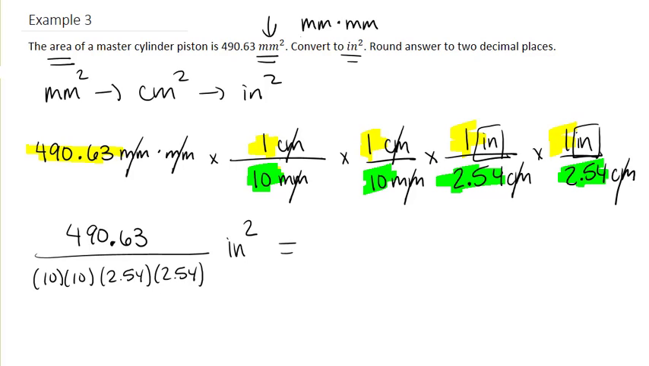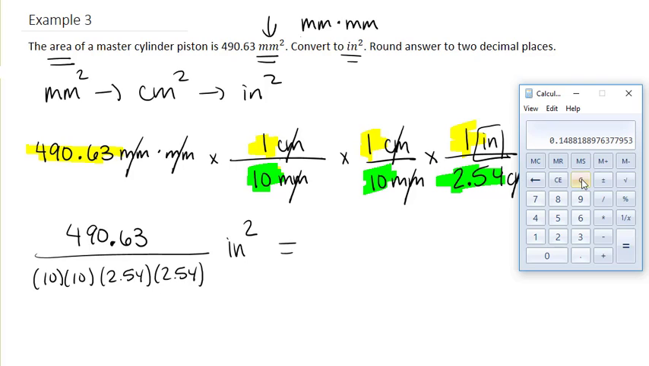So let's go ahead and start doing these calculations. So let's do the bottom. So we have 10 times 10, which is equal to 100. Then we'll multiply it by 2.54, which equals 254. And then we'll multiply it again by 2.54, and we're left with 645.16.